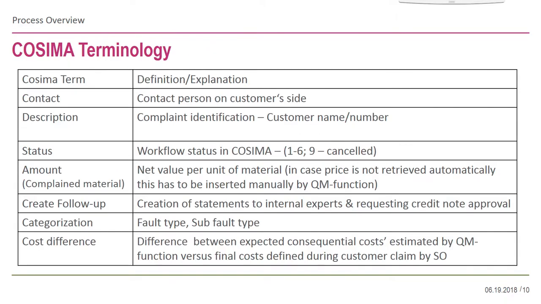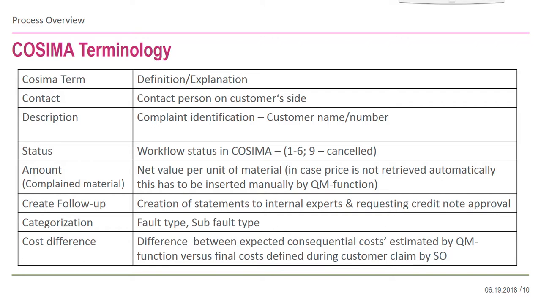Now into some terminology. There's a contact, and this is just the contact person on the customer's side, whoever the sales office or QM function is receiving information from. There's a description of the complaint, and this is going to be an identification aspect of the complaint that's going to include the customer name and customer number.